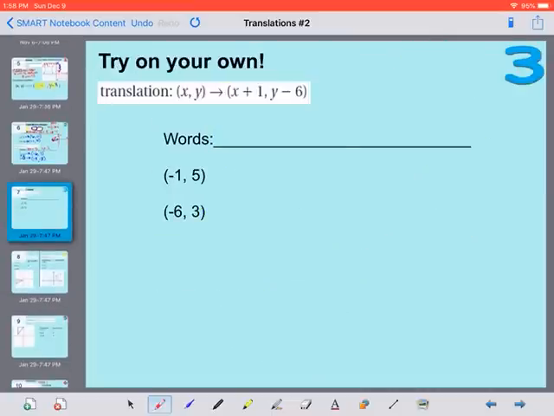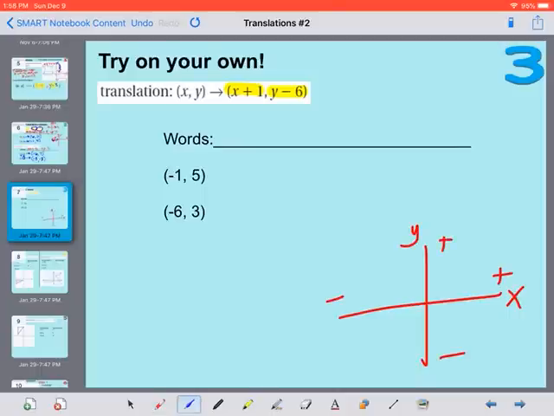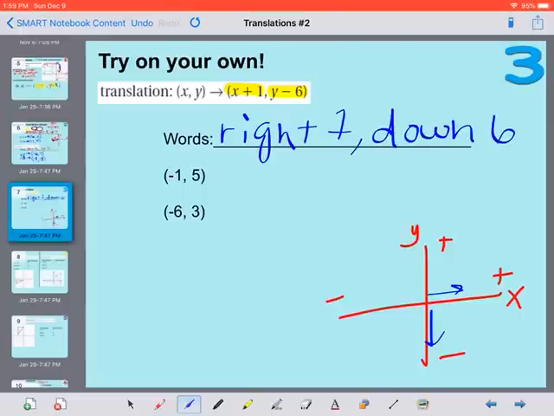I want you to try this one on your own, and then click play to see if you got it right. So in words, x plus 1 and y minus 6. If it helps to write out x-axis, y-axis, this would be positive, negative, you can do that. My x-axis is going plus 1, so we're going to the right 1. And then my y-axis, we're going down 6, or negative 6, so down 6.